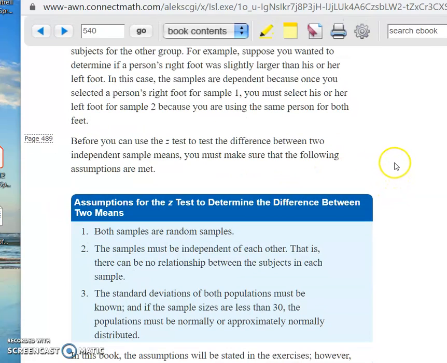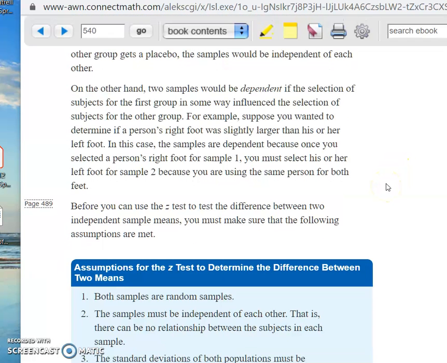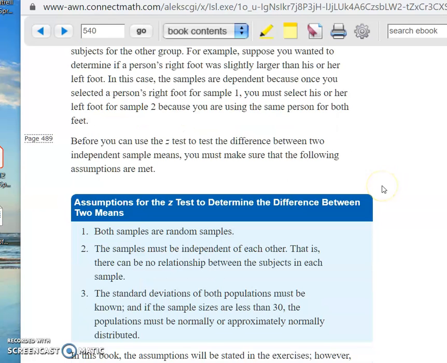Okay, so we'll see some examples, but the bottom line is random means random. It means that there's no, or independent, I should say. Independent means independent. There's no influence on the second group at all based on what happens in the first group or who is selected in the first group.